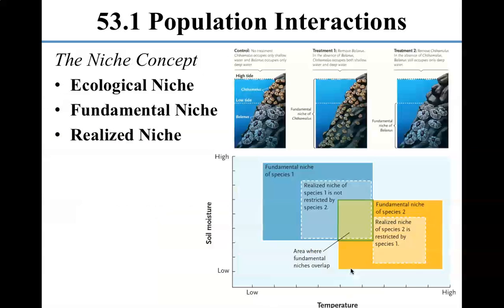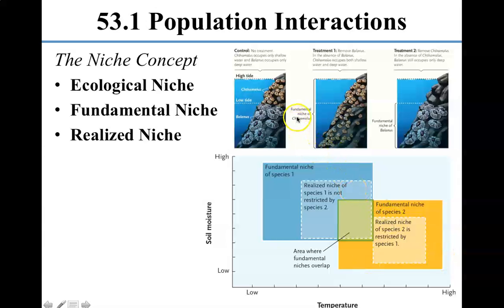So how do species respond? Well, let's look at some ways. To do that, let's talk about niches. Every species has an ecological niche. The ecological niche is just the resource use of a particular species. And the niche can be divided into two subcategories, the fundamental niche and the realized niche. The fundamental niche is the range of resources that a species can use. The realized niche is the range of resources that a species actually uses. So as an example, let's look at two species of barnacles.